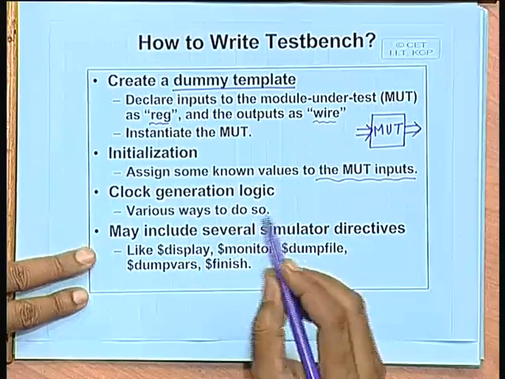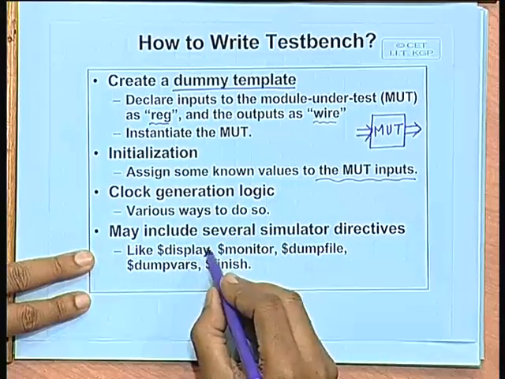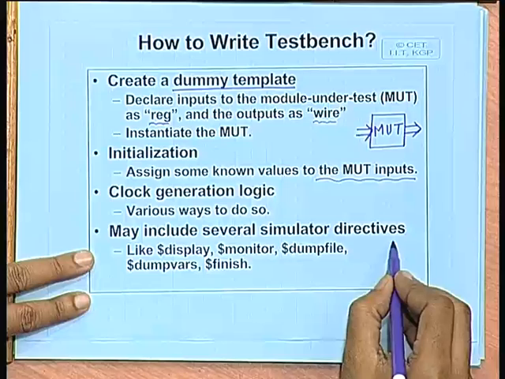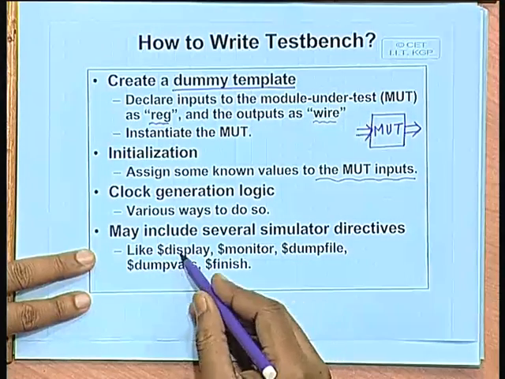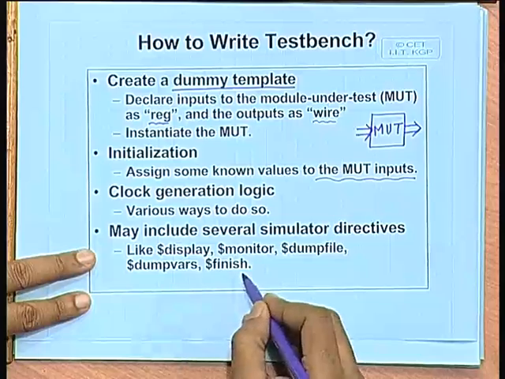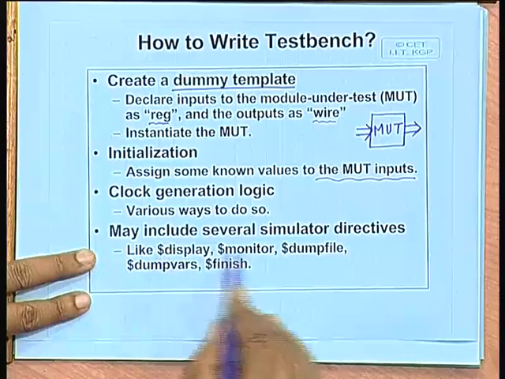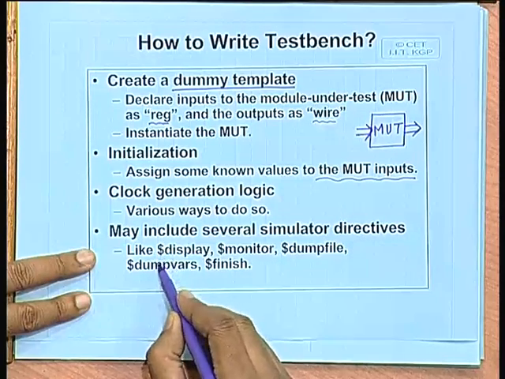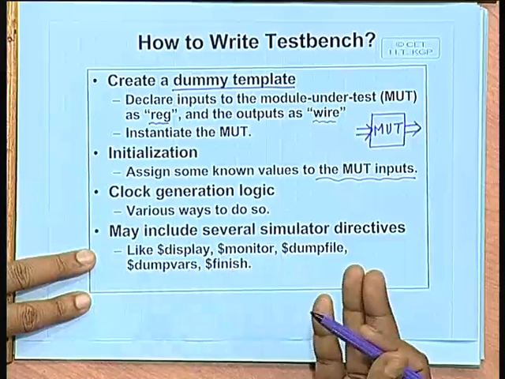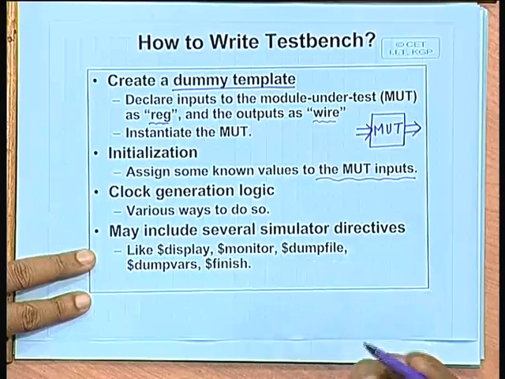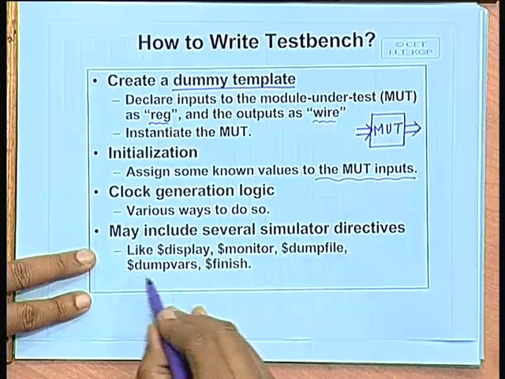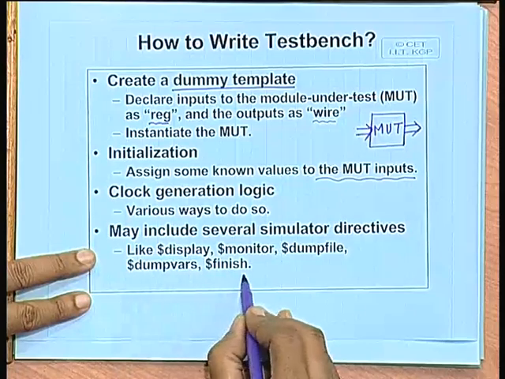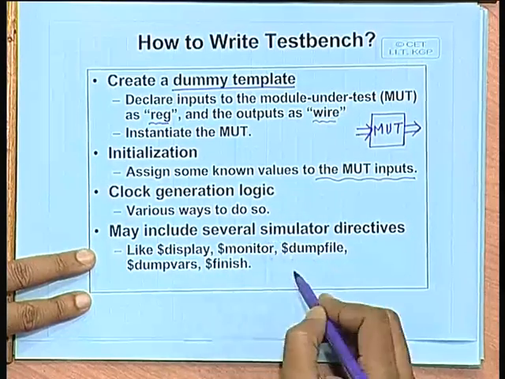These are essential, and in addition you can include several simulator directives. We will be just explaining this. There are in fact many others, I am only explaining some of the more popular ones. See, all the simulator directives start with the $ sign. They are the special keyword kind of things which have special meaning to the simulator. Display, monitor, dump file, dump variables, dump vars, and finish. So let us see what these mean.